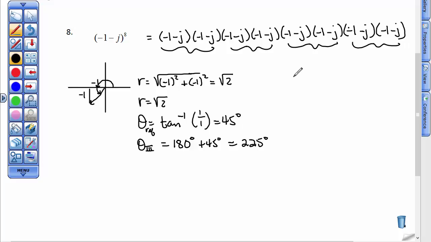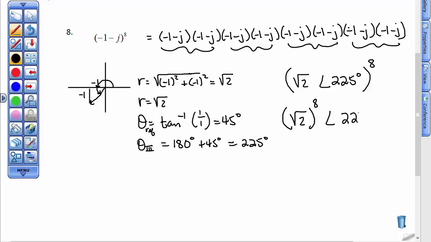Now I'm ready to take the square root of 2, which is at an angle of 225 degrees, and raise that to the 8th power. I have to raise the square root of 2 to the 8th power, and remember, I have to take the angle and multiply it by the exponent. Well, that angle is huge. I think it's 1800 degrees.